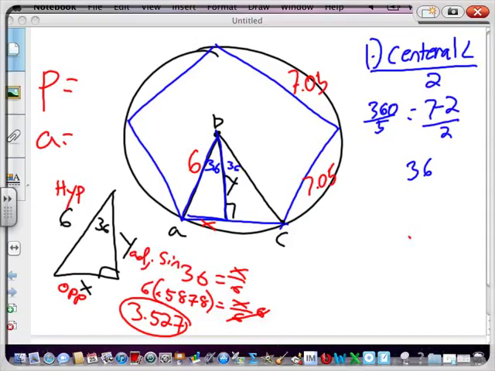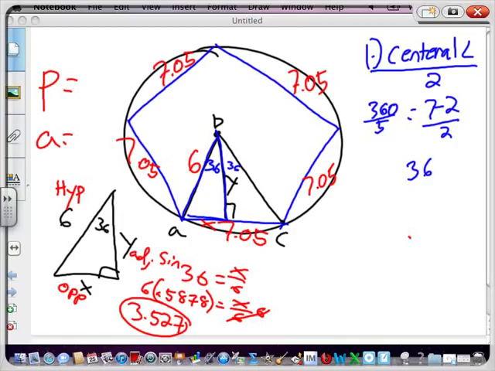Wait, I will slow down. Hold on. I multiplied that by 2. So 6 times 0.5878 equals x, and that was sine of 36 equals x over 6. And then you multiply 6 on both sides.